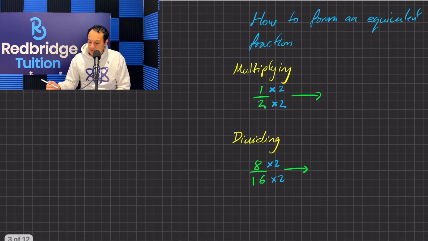Well, first of all, let's go into how to form an equivalent fraction. So we can form an equivalent fraction either by multiplying or dividing. And we'd multiply both the numerator and the denominator of the fraction. So for instance, in this example here, if we got a half and we times both the numerator and the denominator by 2, you need to do the same thing to both. You get an equivalent fraction. So if you were to times 1 by 2, you get 2. If you times 2 by 2, you get 4.